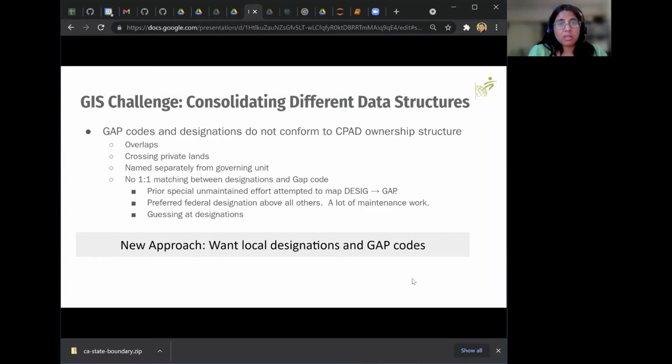We actually attempted prior a special one-time effort to try to map designations to gap. And in this effort, we preferred federal designations above all others. However, doing this implied a lot of maintenance work, and we were guessing at the designations. So now we want a new approach, and it's actually going back to our old approach, where local agencies give us the information and we try to incorporate it.